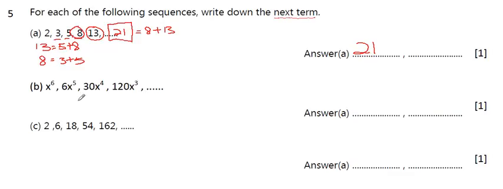Now, let's look at the second sequence. First, let's focus on the x and the power of x. We can see that the power of x is always 1 less when we proceed. So, we can actually predict that the power for x in the next term is 1 less than 3, which is 2.